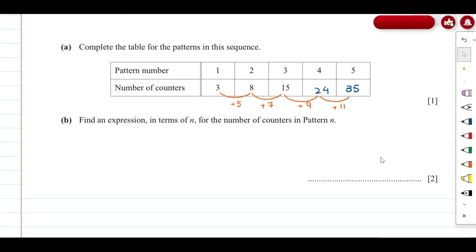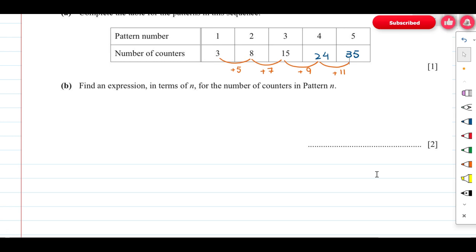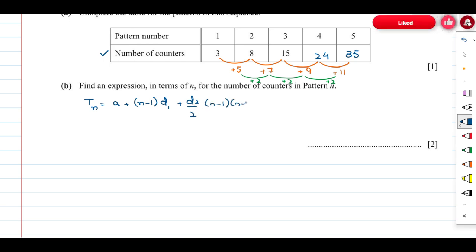Okay. Now for part B, find an expression in terms of n for the number of counters in pattern n. Again, it is a quadratic sequence, right? So when you figure out the difference, between 5 and 7 is plus 2, 7 and 9 plus 2, 9 and 11 plus 2. So second difference is same, right? So we need to write down its nth term formula. Tn is equal to a plus n minus 1 into d1 plus d2 divided by 2 into n minus 1 into n minus 2.